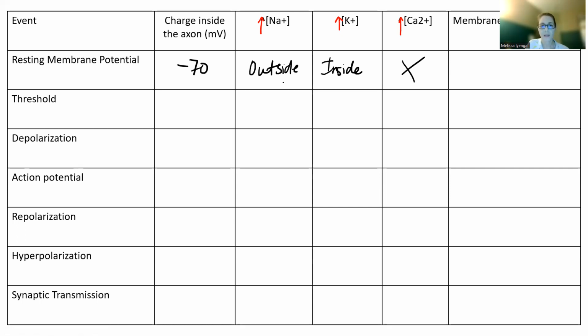In order to maintain this, what membrane channel are we using? The sodium potassium pump. And here we can say 3 sodium are moved outside and 2 potassium are moved inside. Okay, so perfect. We filled out all those things. So the next thing we're going to do is we're going to look at what happens if we actually stimulate our neuron.